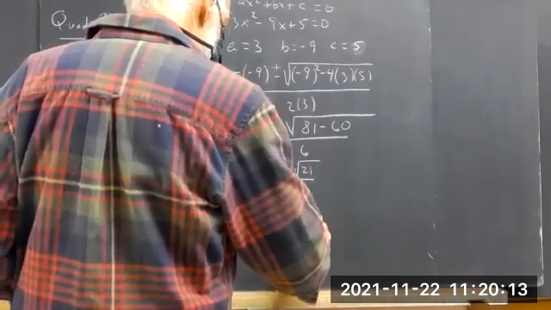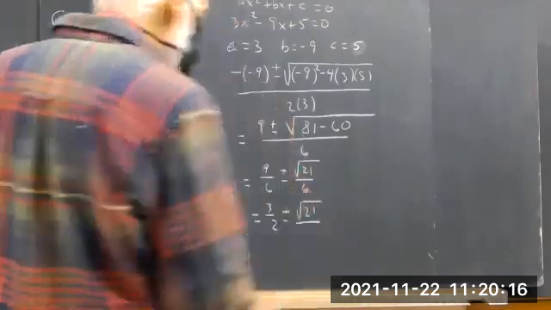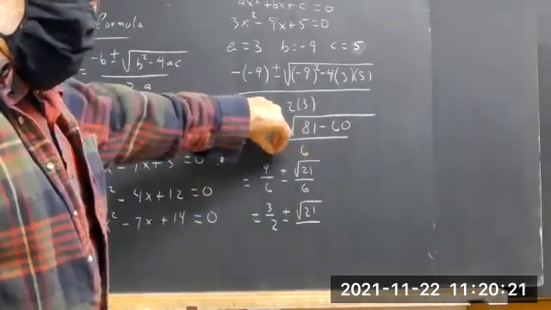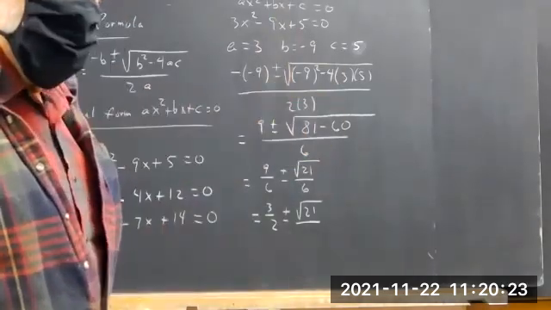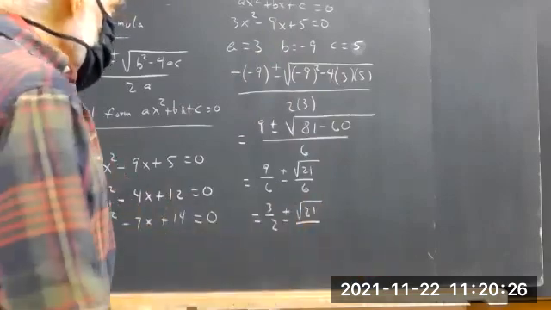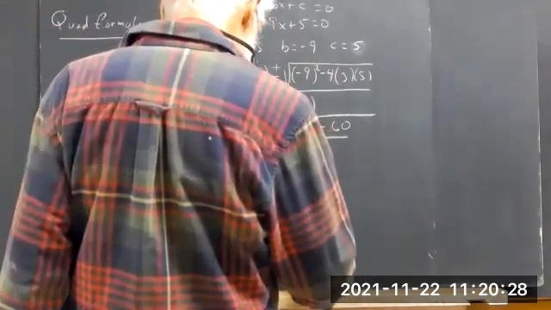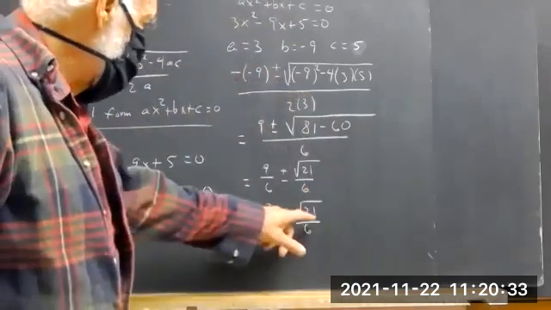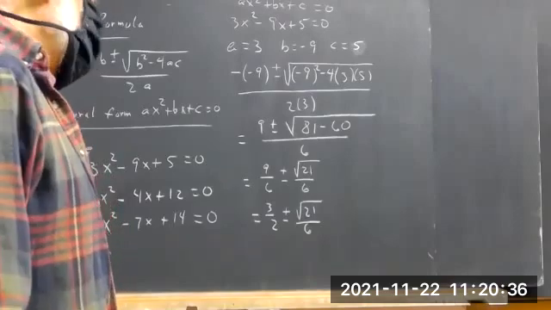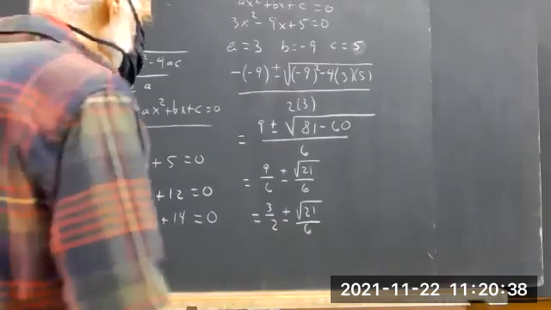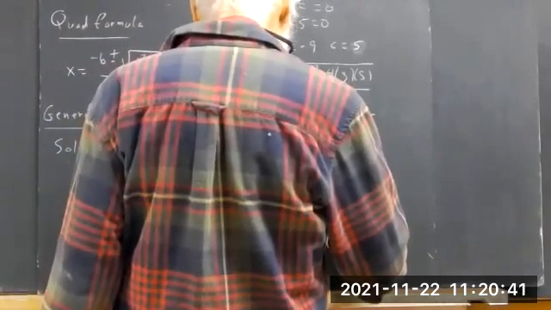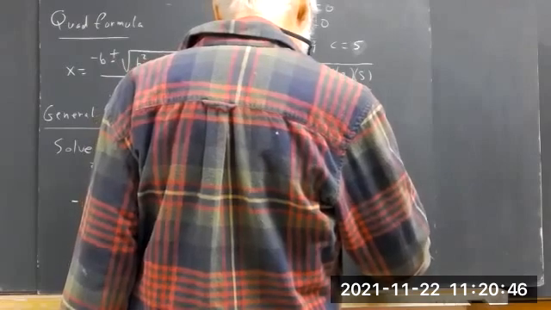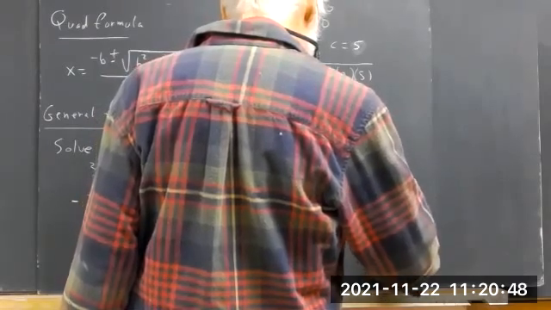And for the square root of 21, there's no perfect square that goes into 21. The prime factorization of 21 is 3 times 7. Neither of those is a perfect square, so we don't have a perfect square. That's it. We can say the square root of 21 is roughly 4.7. So this is approximately 3/2 plus or minus 4.7 over 6.